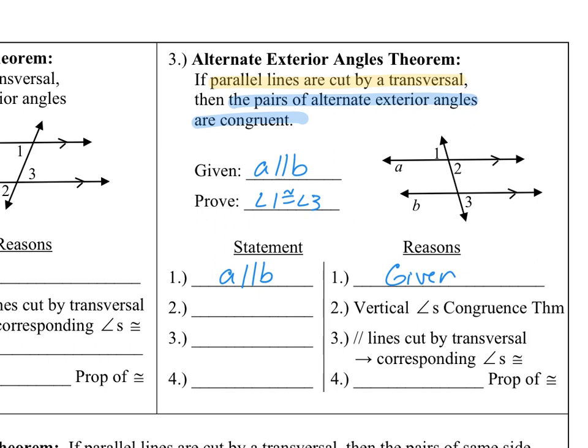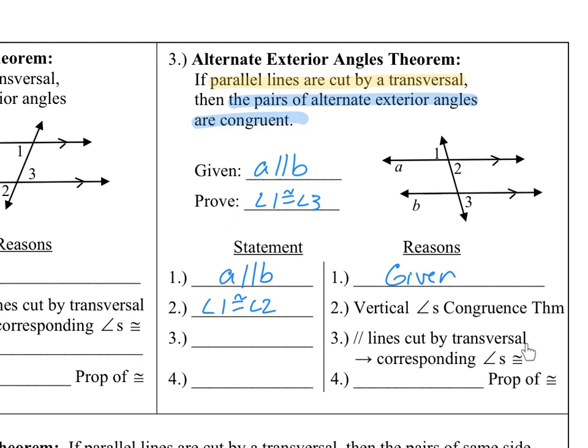Now, look at our second reason, vertical angles congruence theorem. So if you look at the diagram, notice we do have a pair of vertical angles labeled here. It's angles 1 and 2. So let's go ahead and say that angle 1 is congruent to angle 2, and that can be justified by the vertical angles congruence theorem that says if two angles are vertical angles, then they are congruent. Okay? Now look at the next reason.